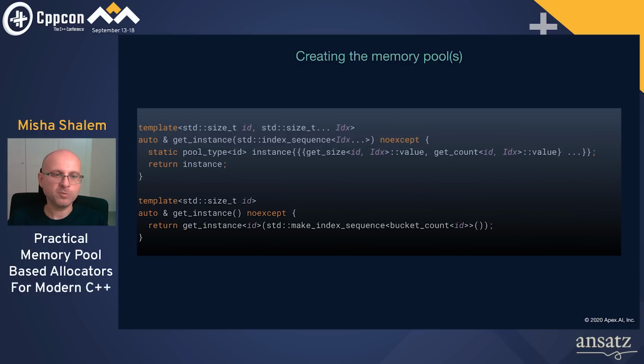Now, when we have all these, we can define our pools very easily. We can define this get instance function, which is instantiated with a memory pool ID. And it's just going to define a static local std array. I remind you that pool type is just std array. And it's going to call this get size and get count on every bucket from left to right and instantiate our array with actual buckets, right? So when we call get instance the first time, everything is allocated and created, and we have our memory pool with this ID. Okay.